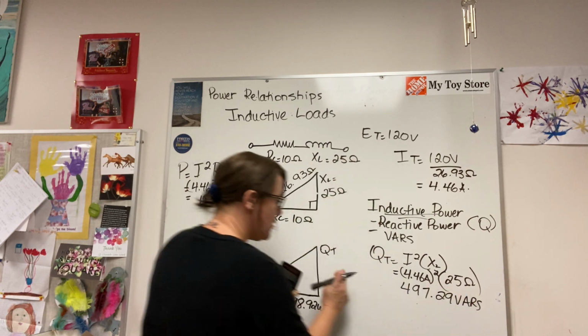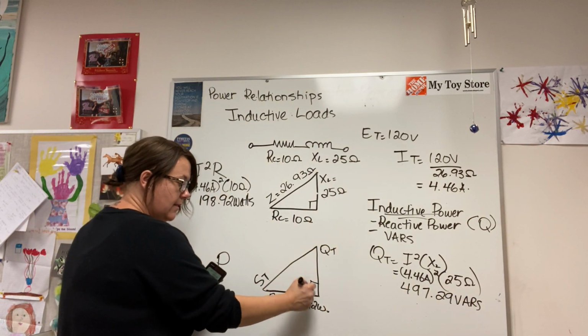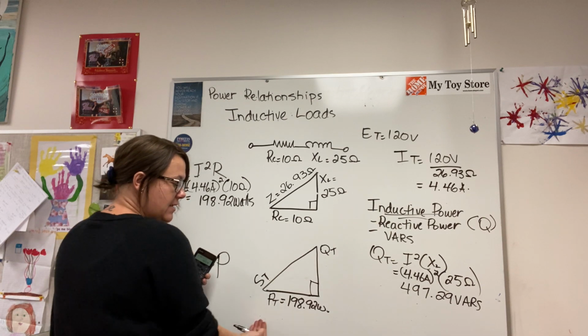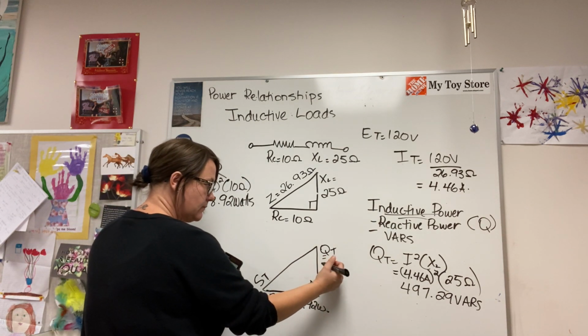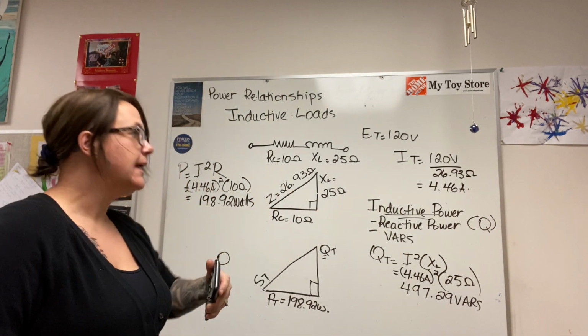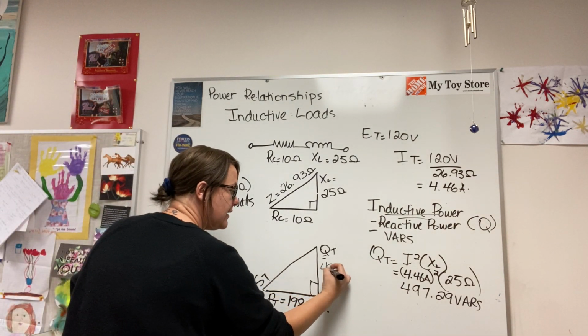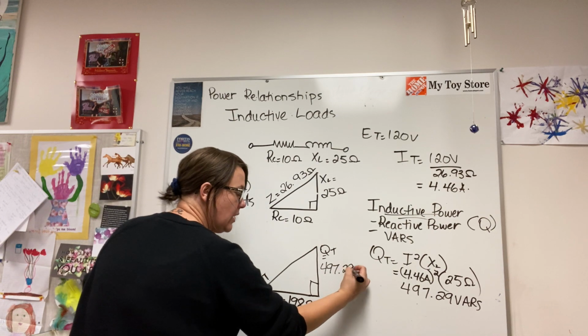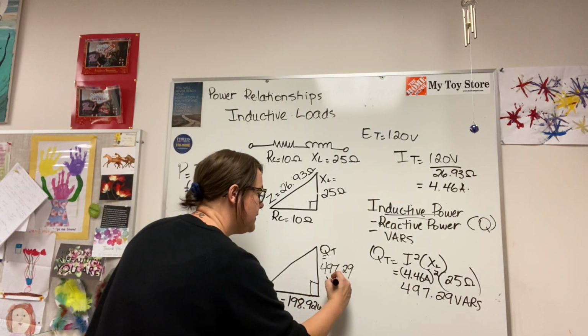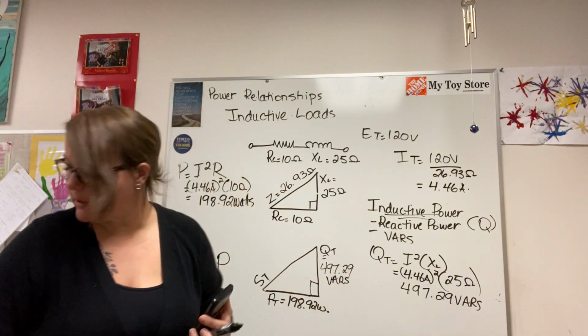Okay, so that goes on the 90 degrees from my in-phase portion, right? Because an inductor makes your current lag by 90 degrees, so it goes over here. 497.29 VARs. Okay, so we're all clear with that.